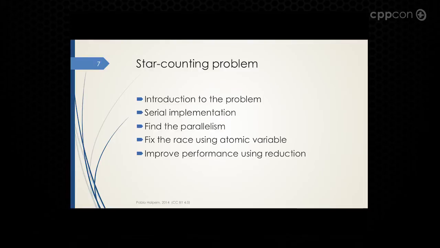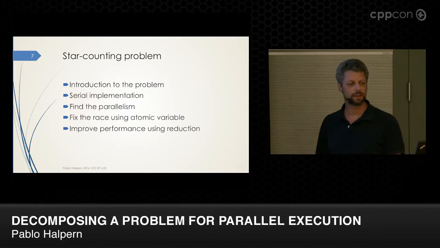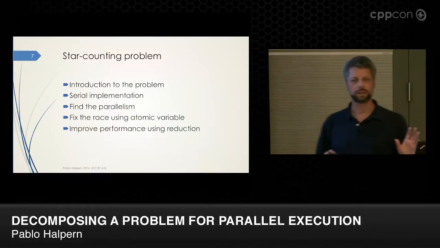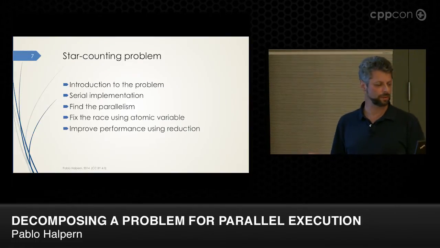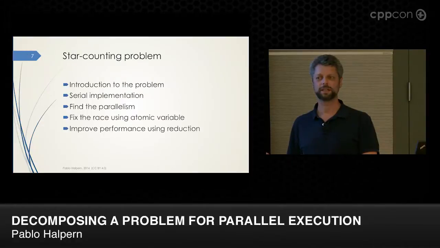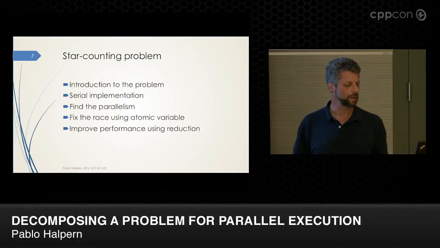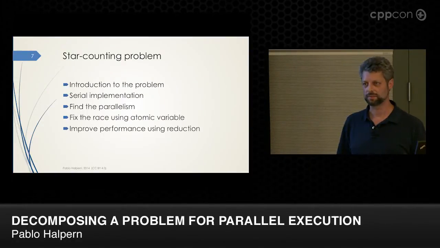Okay, so let's get to our first example. We've gotten through the preliminaries. The star counting problem. We're going to talk about what the problem is. We're going to look at how you would implement it serially. And then we're going to implement it in parallel, fix a race condition that we've introduced, and then we're going to find a better way to express the loop.